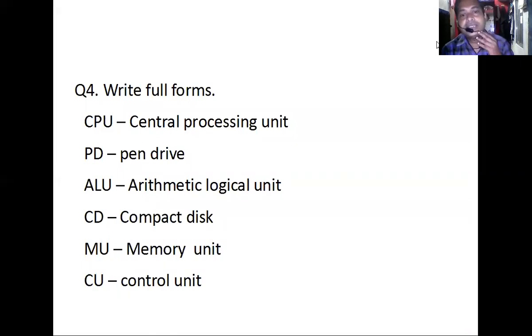ALU means Arithmetic Logical Unit. The spelling of arithmetic is A-R-I-T-H-M-E-T-I-C. Arithmetic. Okay, logical unit. And next, CD. CD means compact disc. CD full form is compact disc.